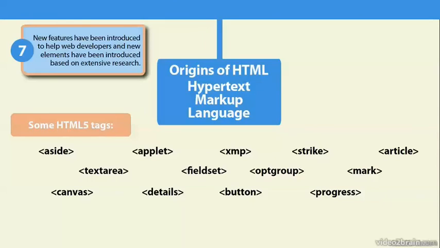New features have been introduced to help web developers, and new elements have been introduced based on extensive research, including tips from people who are developing, things they're trying to get the browser to show and aren't appearing properly, so new tags are developed all the time. Here are some examples of some tags that are supported in HTML5. Some of them are new, such as the aside tag and the canvas tag. Some have been around for a while and have just been refined. So that's a little bit of background information on working with HTML, and as we progress we'll learn more about what tags are used specifically with HTML5.